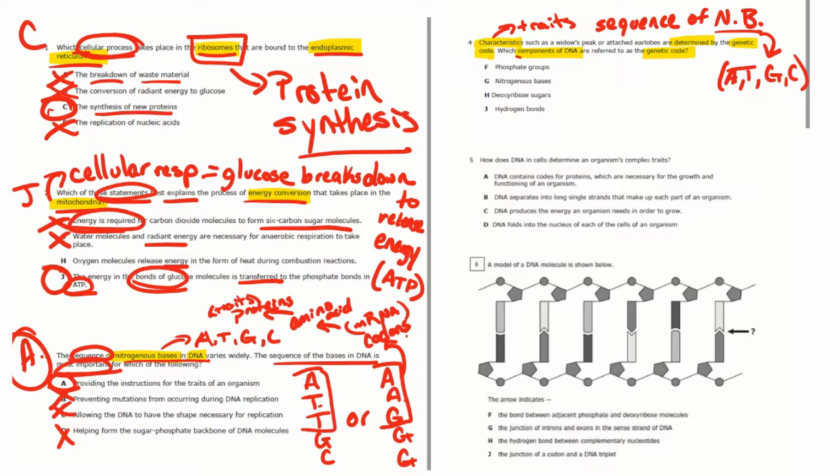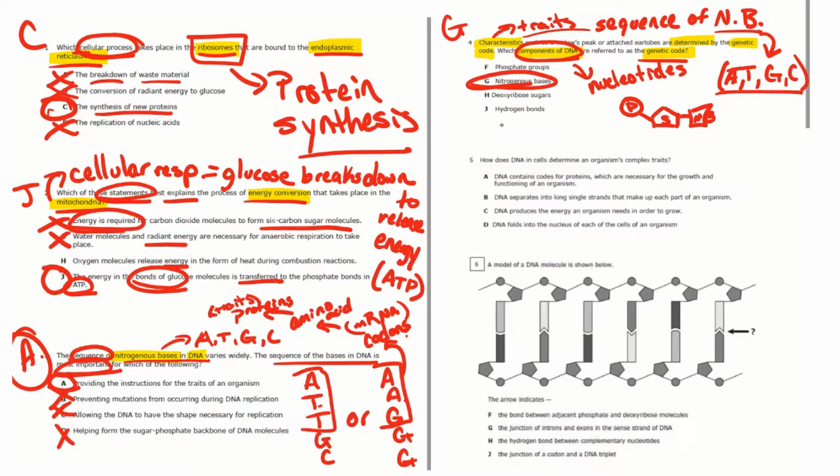So they want to know what components of DNA. Well, DNA is made up of nucleotides, and nucleotides have a phosphate, a sugar, and a nitrogenous base. So from these, what component would be the one that gives it those traits that determines it, which is the genetic code? Well, that would be the nitrogenous bases, A, T, G, and C. So the answer is letter G.